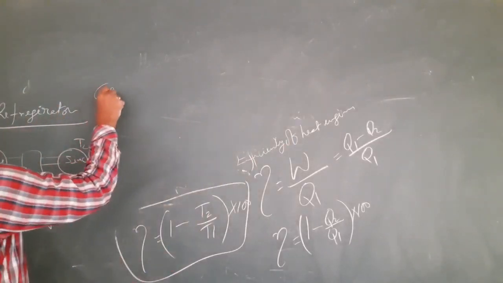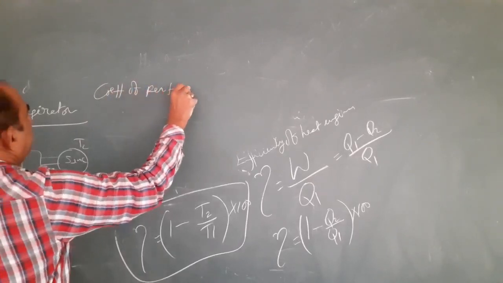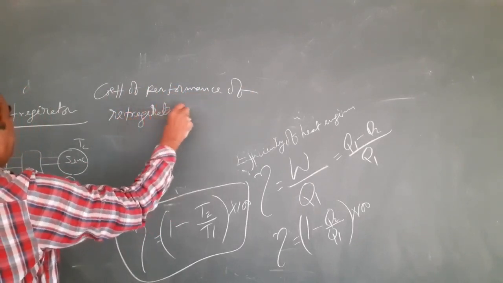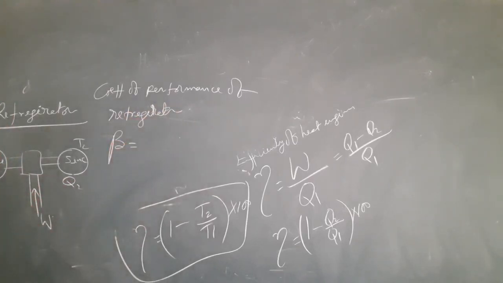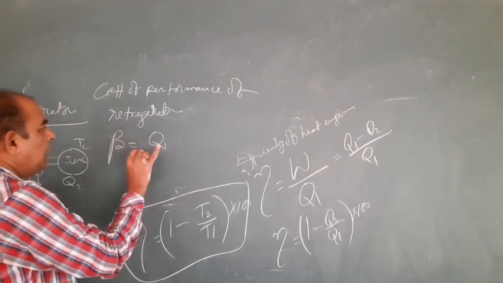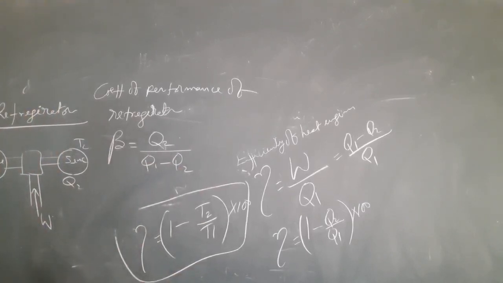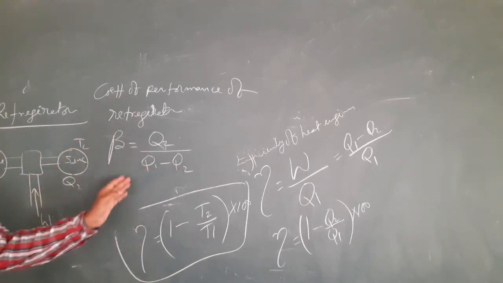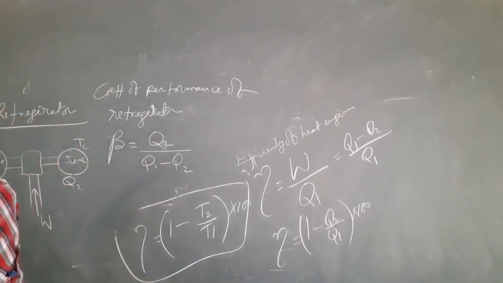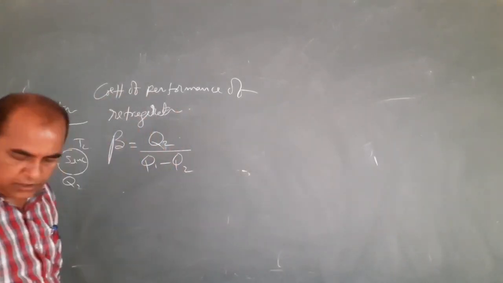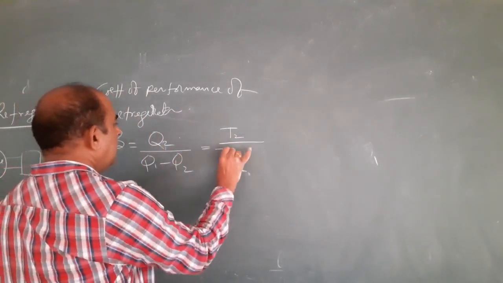And the coefficient of performance of refrigerator, we call it beta. Coefficient of performance of refrigerator is represented by beta, and it is equal to Q2 by Q1 minus Q2. That means Q2, heat extracted from the sink, by work done by the external agency, Q1 minus Q2. So this is called coefficient of performance of refrigerator. Efficiency and coefficient of performance have no units. And you can write this as T2 by T1 minus T2 also.